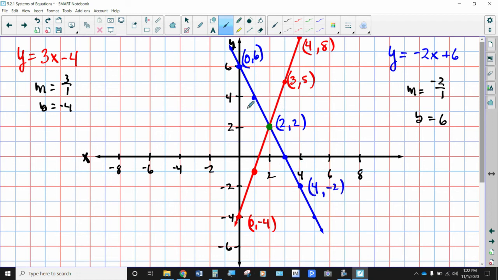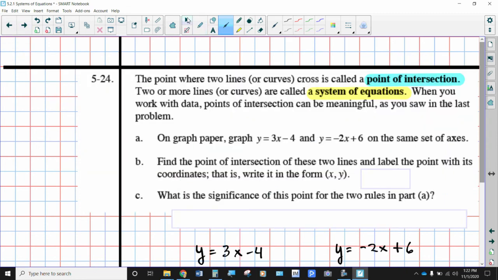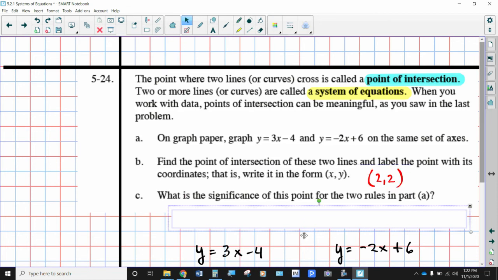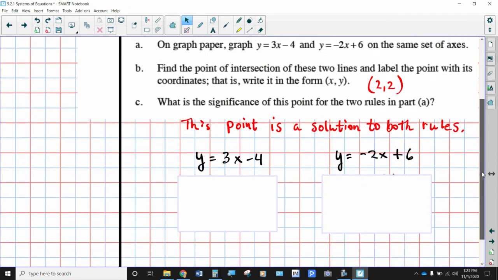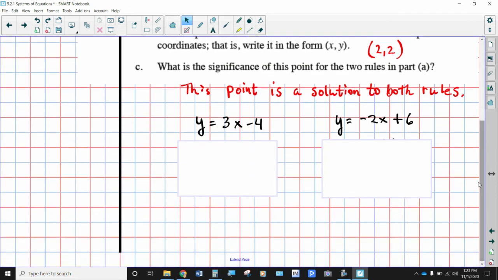Do you notice right here what we get? We get an intersection point. So that is our solution to the system of equations. The point that is on both of the lines, the intersection point, is at (2, 2). So the significance of this is that this is the point that represents a solution to both equations. It's the only point, the only values for x and y, that both of these rules would share in common.